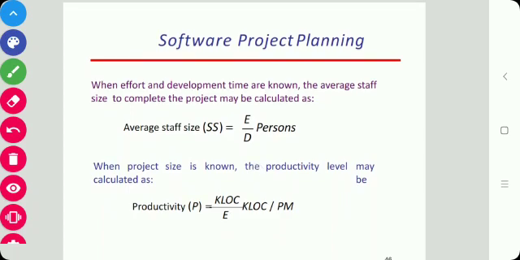When the effort and development time are known, the average staff size to complete the project may be calculated as average staff size = E upon T, that is effort upon development time, in persons. And when the project size is known, the productivity level may be calculated as productivity P = KLOC upon effort, in KLOC per PM. This is the unit for productivity. So, the first example now.